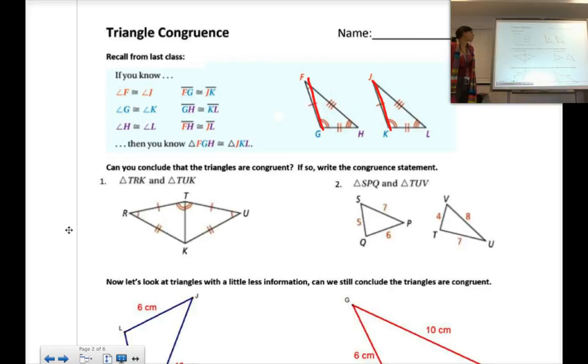All right, so I want to conclude if these two triangles are congruent. Remember, the only thing that I've taught you so far is that I need all the pieces congruent. So let's look at this diagram, and I want you to tell me whether you think that these two triangles are congruent. And number one. They are congruent, okay? Well, if I use this as my base, I have three sides and three angles congruent. So I know that R is congruent to U, and then RTK is congruent to UTK, good. And then I have RK congruent to UK.